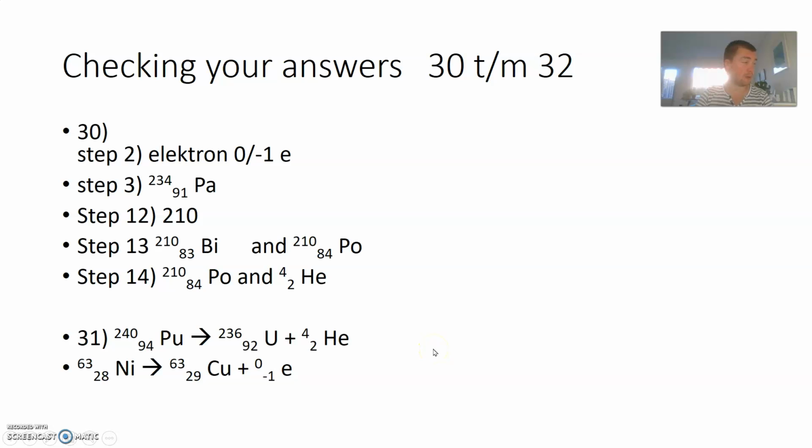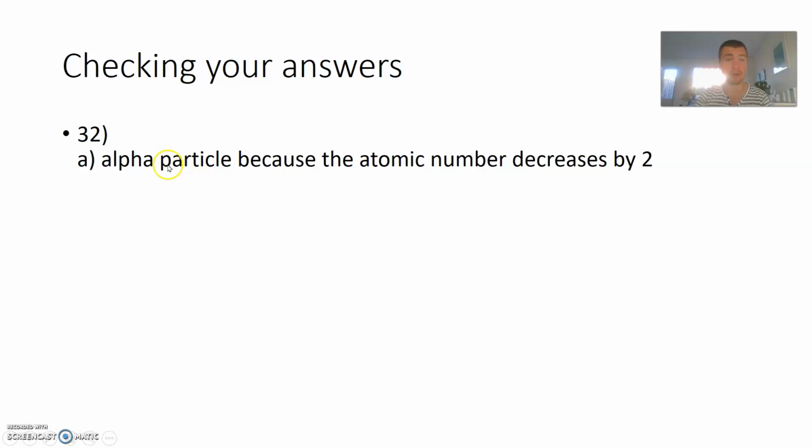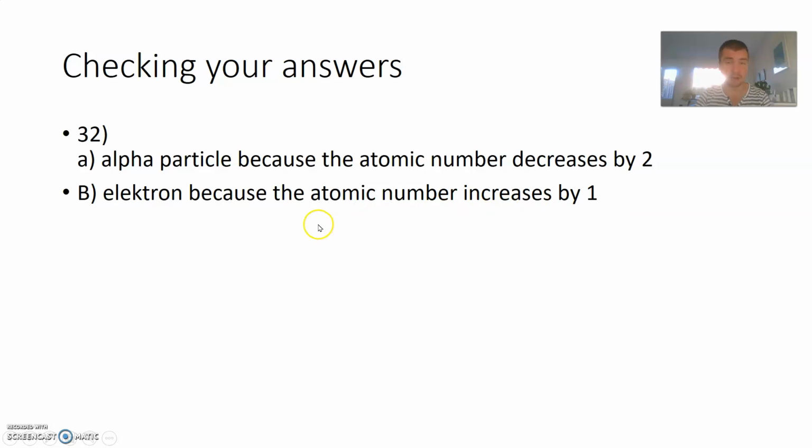Question 32. Read the text in figure 30. It's a fragment from a textbook. Explain what particle is emitted in the decay from P to Q. It's an alpha particle because the atomic number decreases by 2, and that means it's a helium nucleus. What particle is emitted in the decay from Q to R? And that's an electron because the atomic number increases by 1.